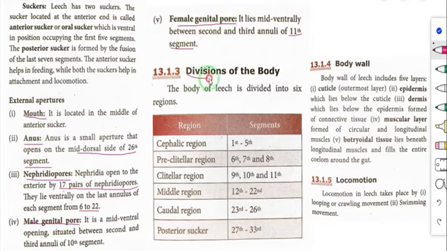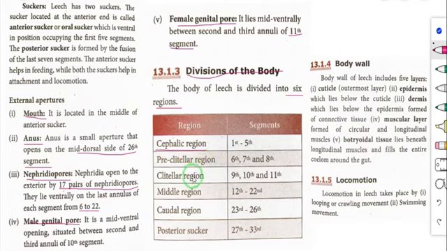The next one, divisions of the body. The body of the leech is divided into 6 regions. They are the cephalic region, preclitellar region, clitellar region, middle region, caudal region and posterior sucker. Let's see the segments. The cephalic region is located in the first to 5th segments. Then the preclitellar region.